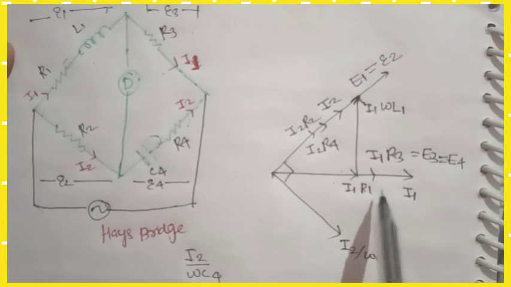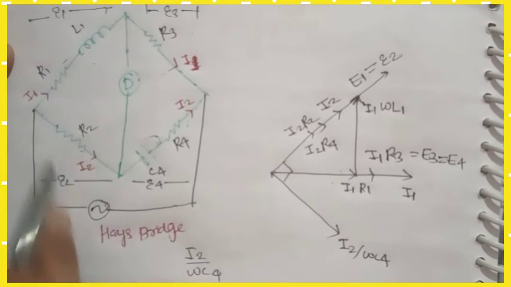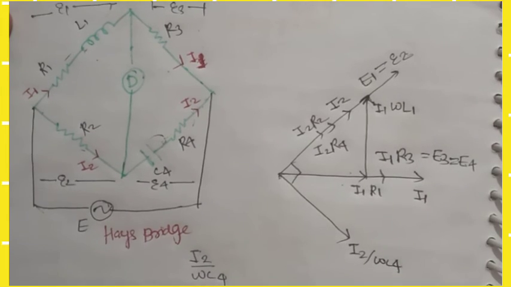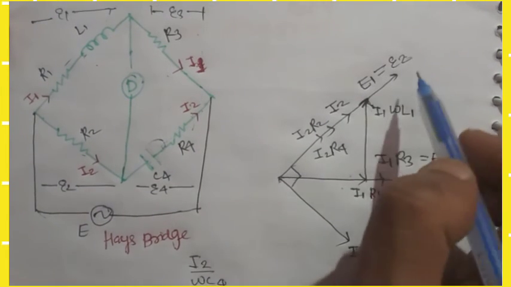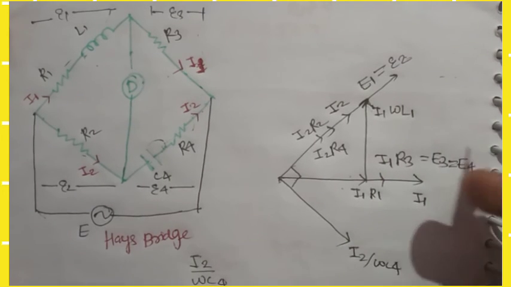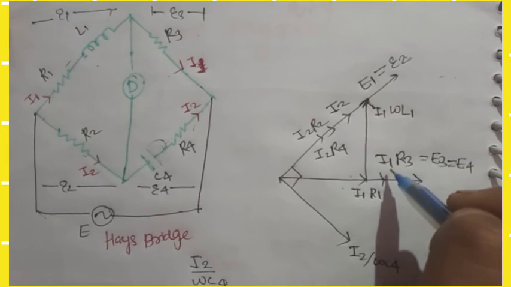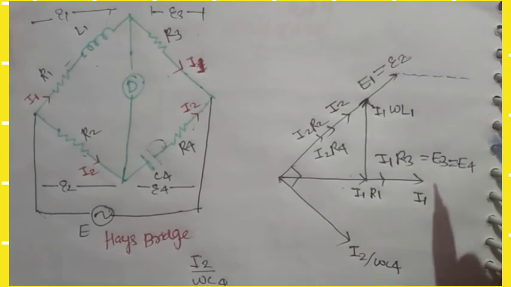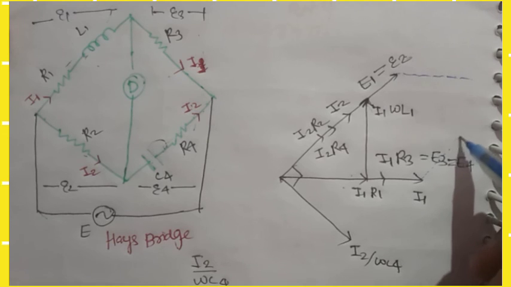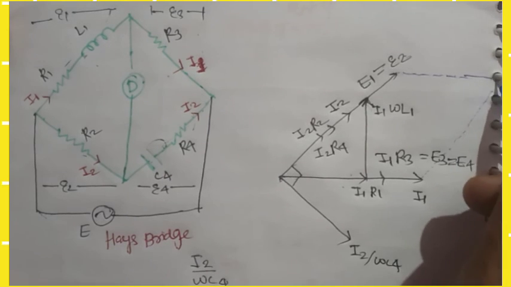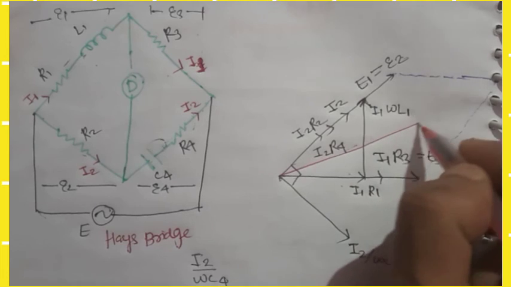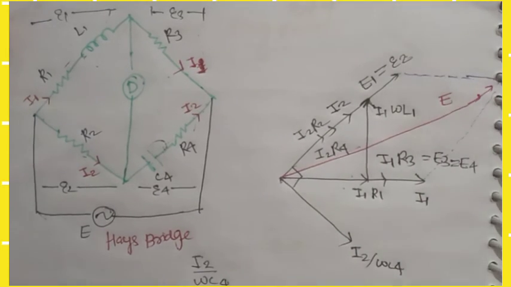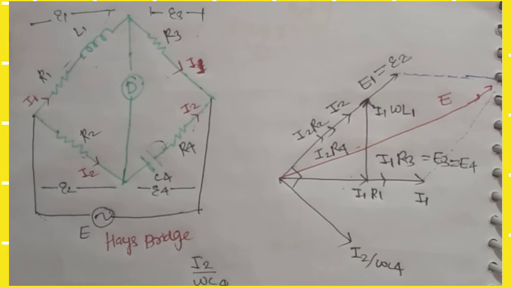Then this is the phasor diagram of Hay's bridge, and this is the equivalent E. For the equivalent E, we will take the summation of E1 and E3, or E2 and E4. This will be the equivalent E. This is the phasor diagram of Hay's bridge.